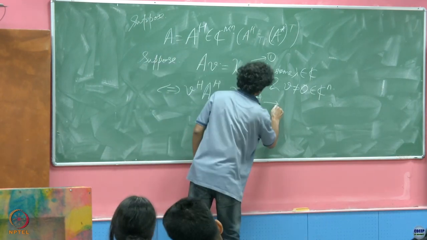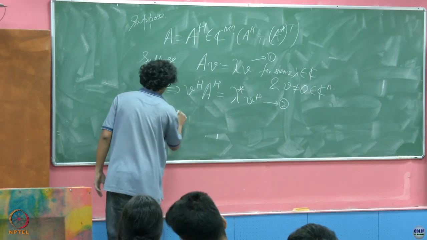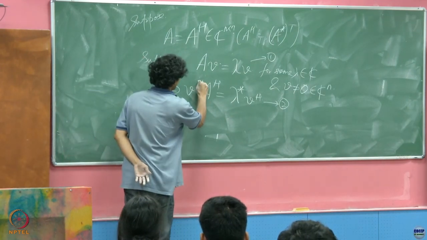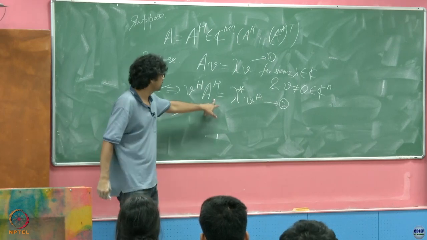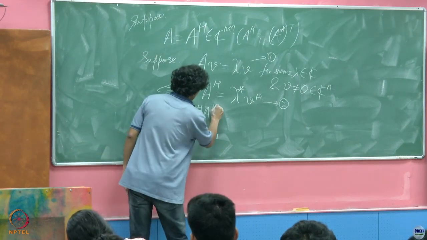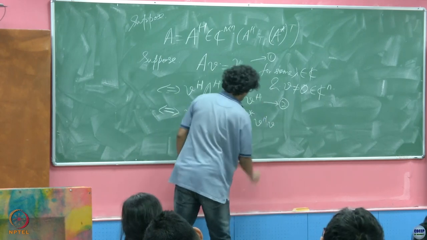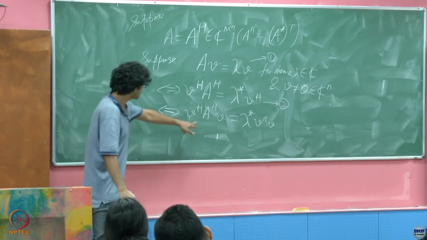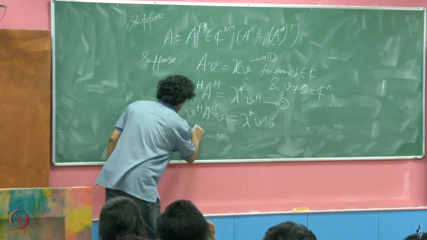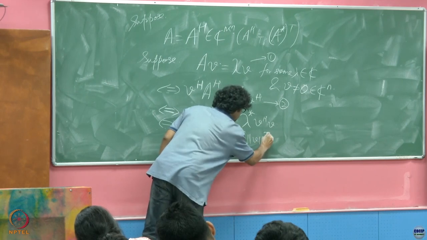So far so good? Okay. Now what else? If we post multiply equation 2 with V on both sides, what do we get? V Hermitian A Hermitian V is equal to lambda star V Hermitian V. What is on the left hand side? This A Hermitian is equal to A, right? So I might as well write V Hermitian A V is equal to lambda star. This is nothing but the norm of V squared, is it not?